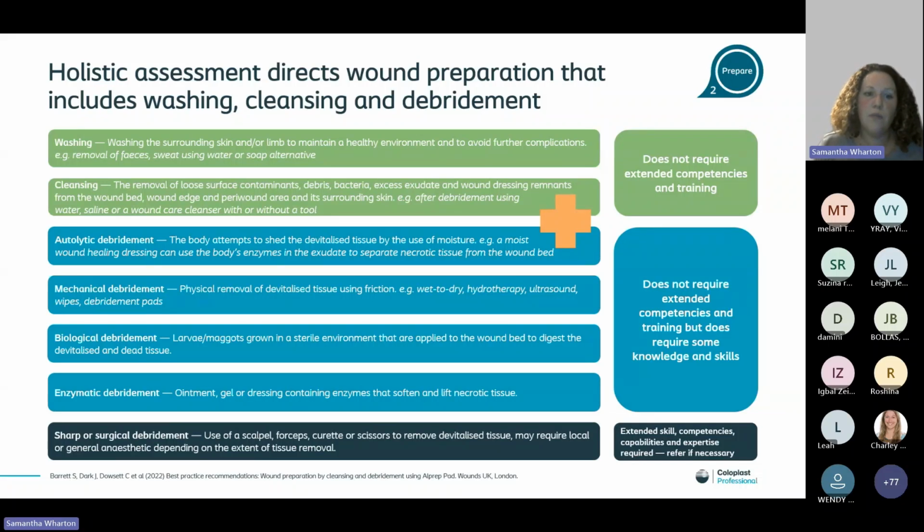Then we've got mechanical debridement, so physically removing that devitalized tissue. So obviously within Coloplast, we've got our all prep pads. So that's a form of mechanical debridement. Biological debridement, so that's larvae, maggots. And again, they do a really good job at removing that tissue, but they need to have the right environment. Too wet, they drown. Too not enough dead tissue, they eat each other. And just being also conscious of where it is on the body and pressure, because you can end up squishing them. Enzymatic debridements, that's ointment gel that contain enzymes that again will soften and lift that necrotic tissue.